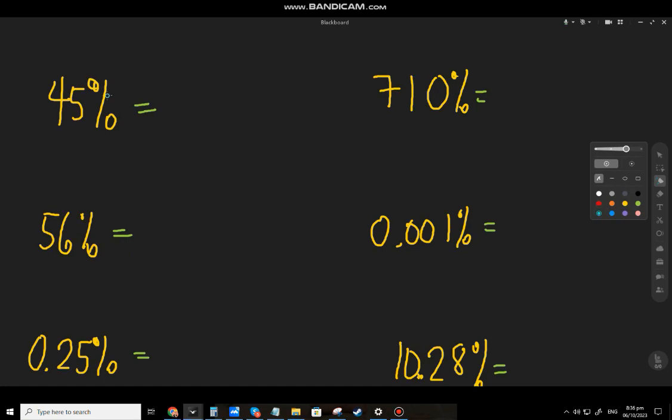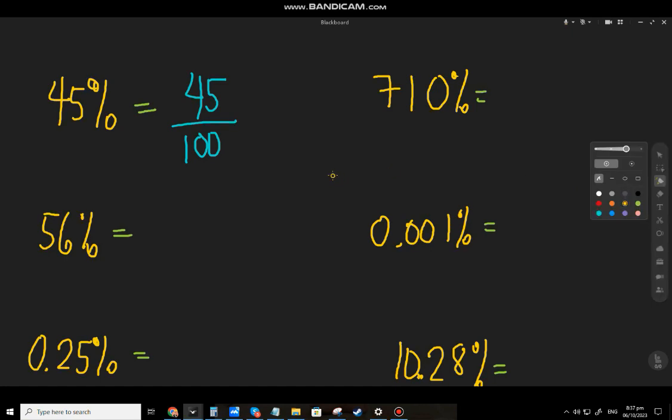You have 45%. To convert this one, the first step that you need to do is to remove the percent sign. After that, you have to divide it by 100, or the denominator will be 100. Are we done? Not yet. We have to reduce it to lowest term.